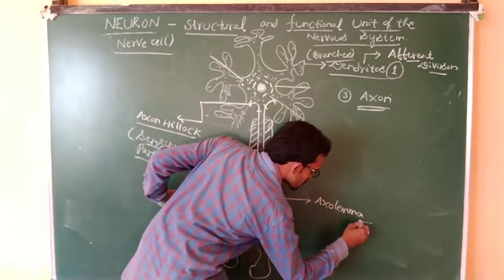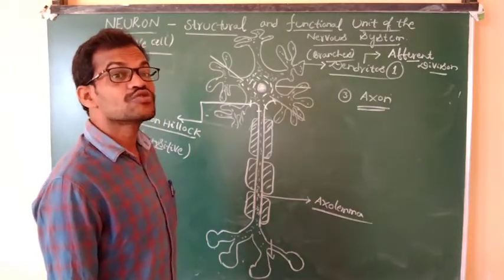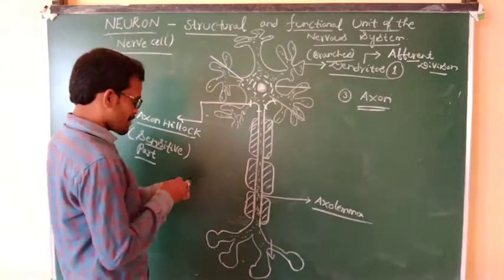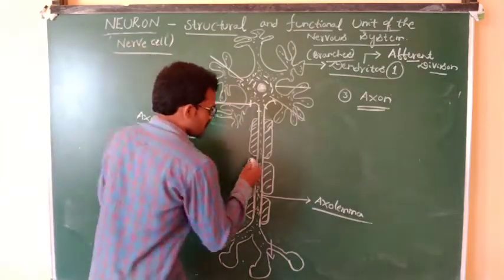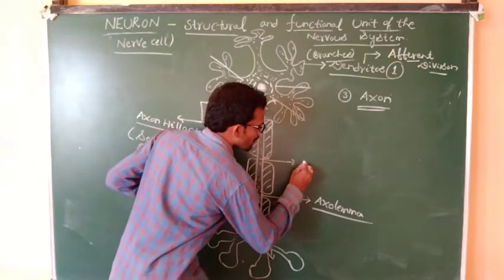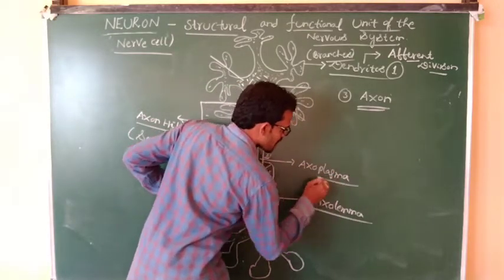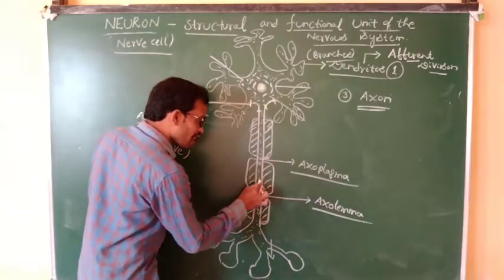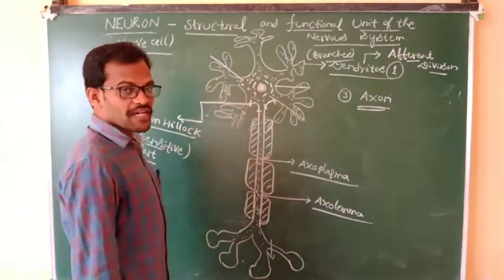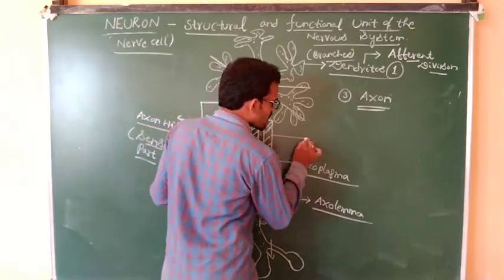Axolemma. What is the first? After the axolemma, what is the next part? This is the axoplasma. Axoplasma is the cytoplasm of the axon. This axon is covered with myelin sheath.